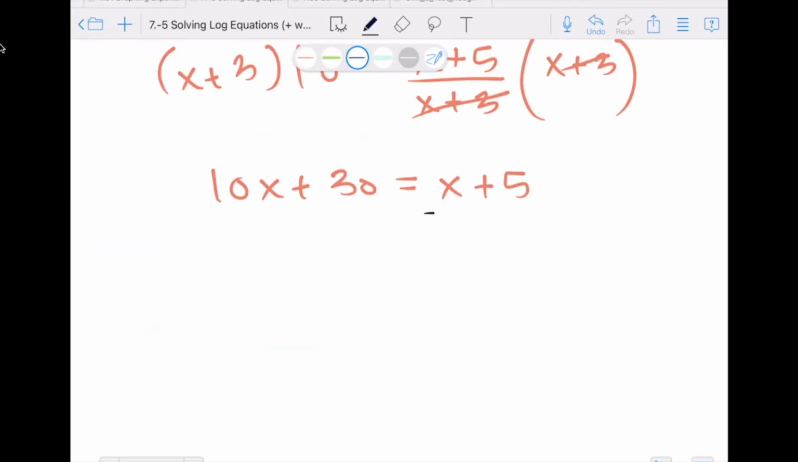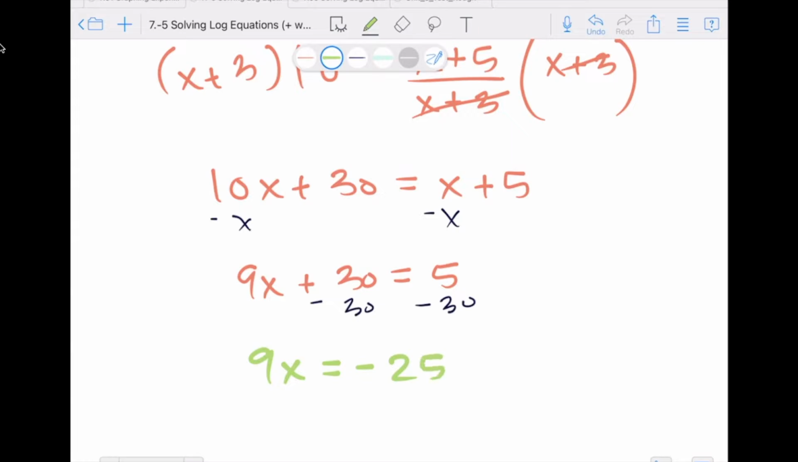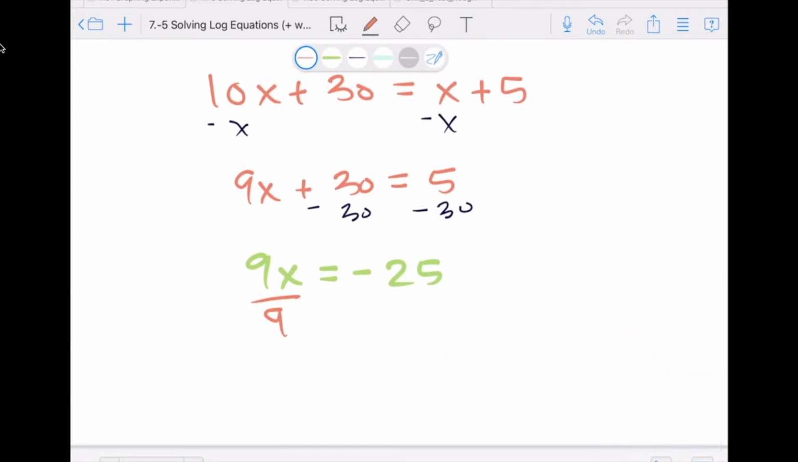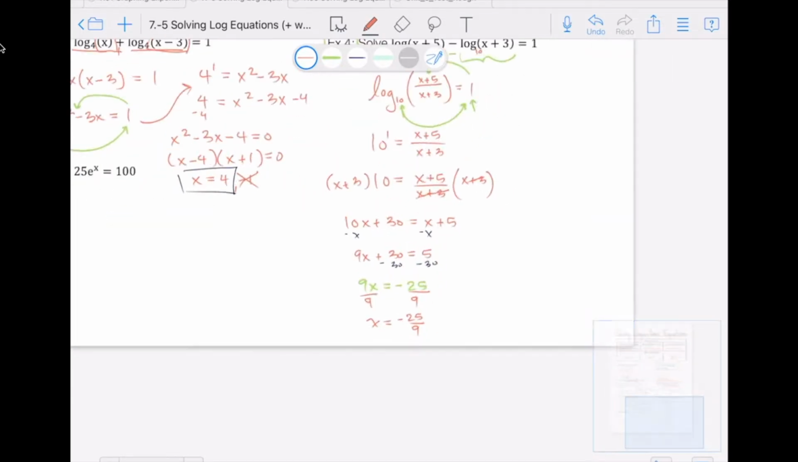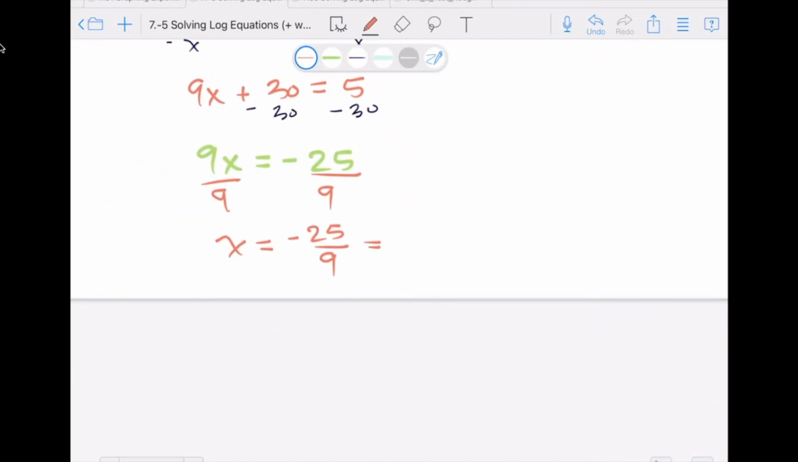So I'm going to subtract x from both sides. And I'll have 9x plus 30 is equal to 5. Then subtract 30 from both sides and find that 9x is equal to a negative 25. Divide both sides by 9 and get x is equal to a negative 25 ninths. Now initially my instinct is to say that this is not an okay solution because it's negative, but let's go check it in the equation. So negative 25 over 9 is about negative 2.7.